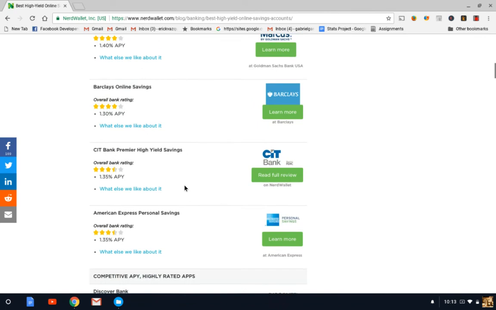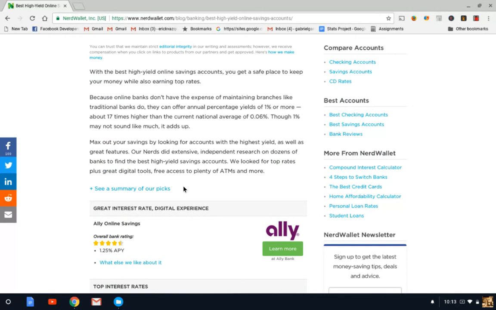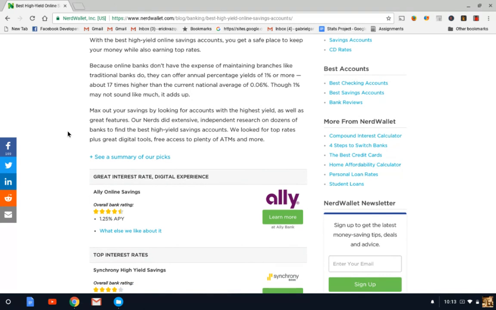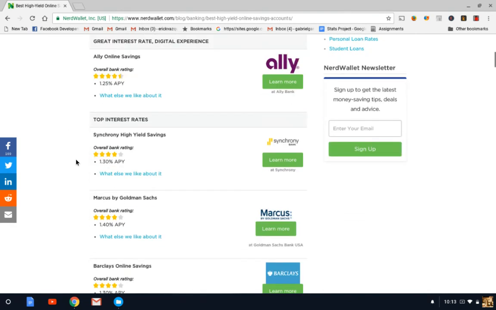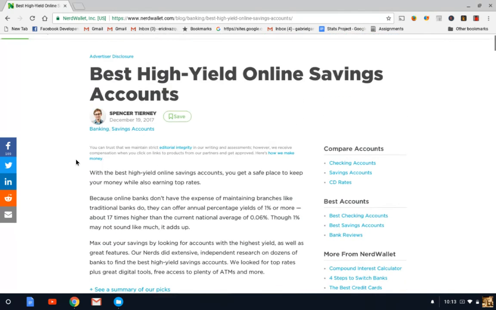Now, all of these accounts should have a specific amount of money that's guaranteed by the FDIC, and usually it's about $250,000. So your money is just as safe in these accounts as it is in these other commercial banks. So I highly encourage you guys to do some research on some of these banks and really start moving your money around. Be smart with your money.